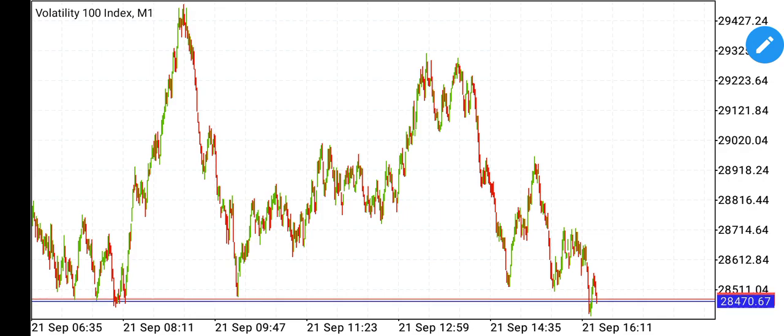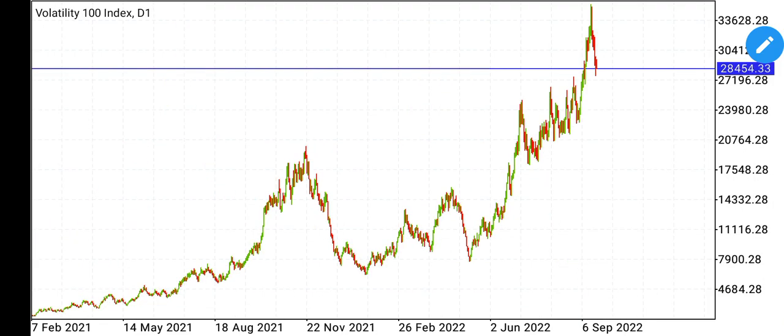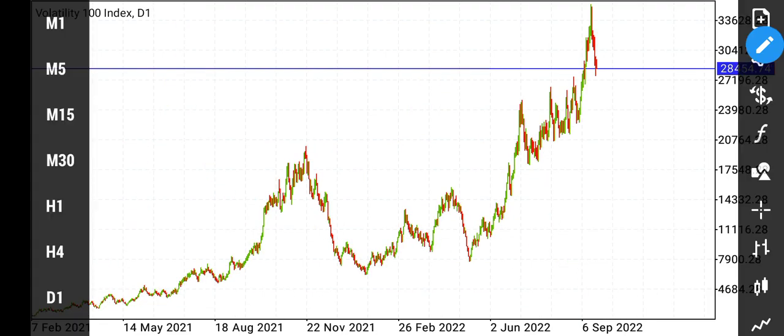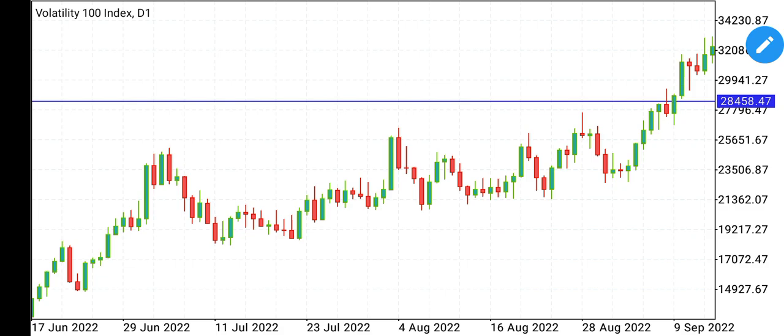Now, before you draw your patterns, you have to first go to the bigger time frame. So I usually choose the daily time frame, and so on the daily time frame, you see that D1 is up there. This is volatility 100 index. D1 is up there, and look at what is happening here.